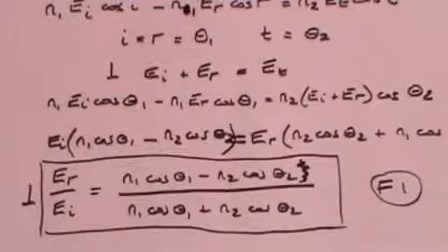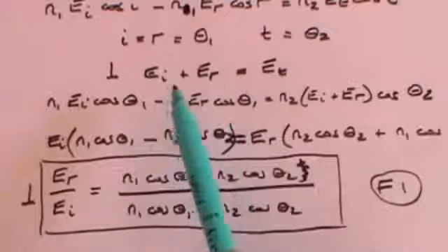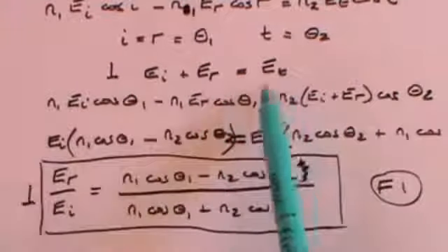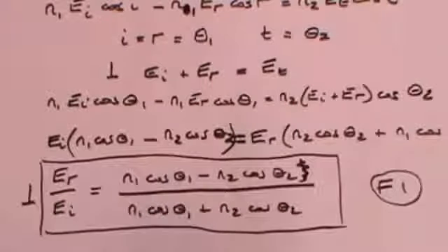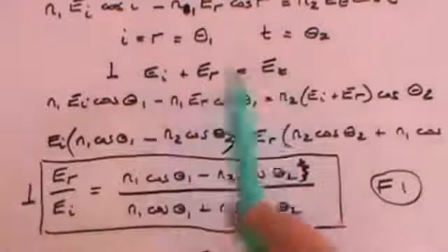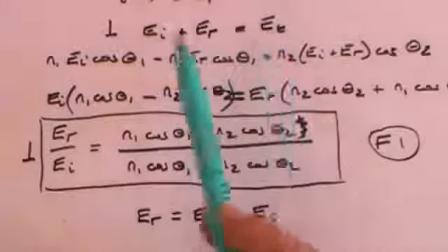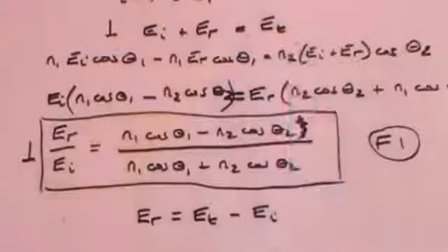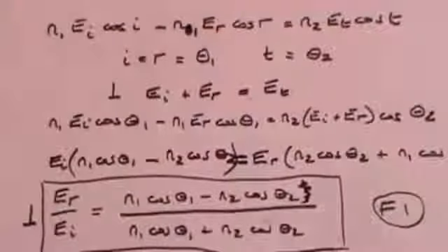Well, now we can get to the second Fresnel equation fairly easily by simply looking at this formula here. And we can now say that E_R is equal to E_T minus E_I. That just comes straight from this formula here. So now we're going back up to the formula at the top.